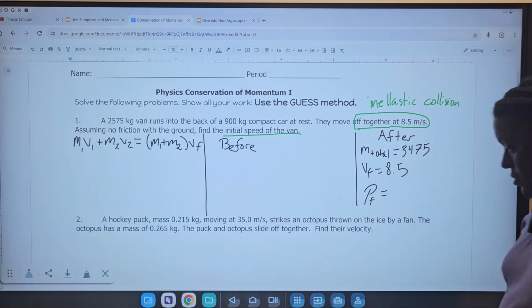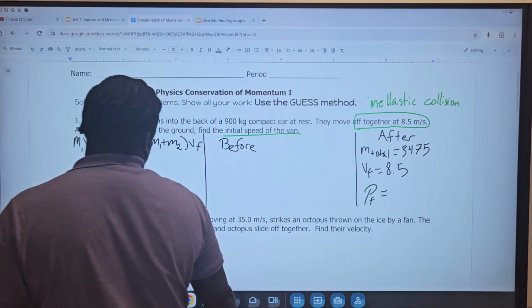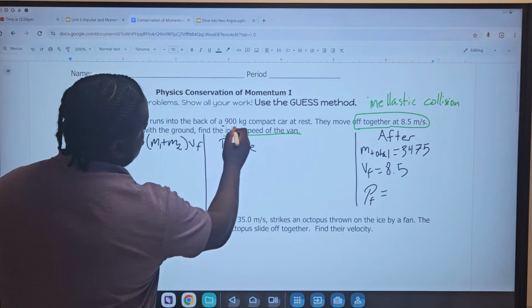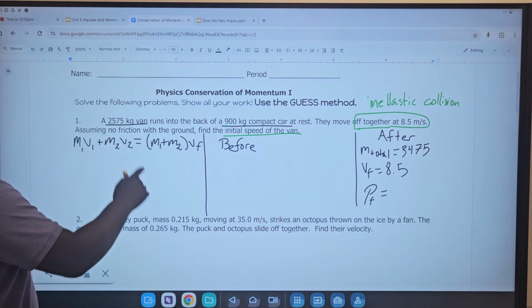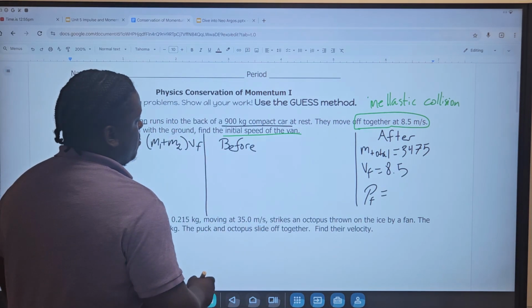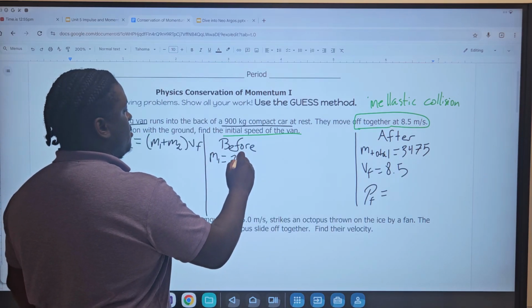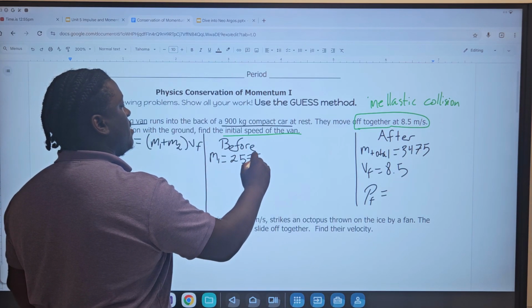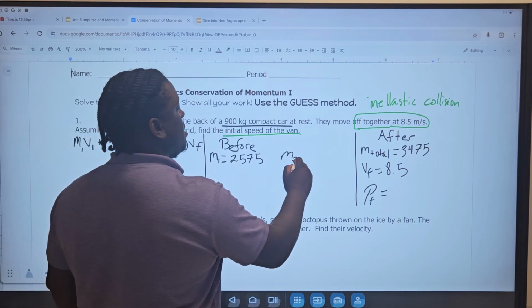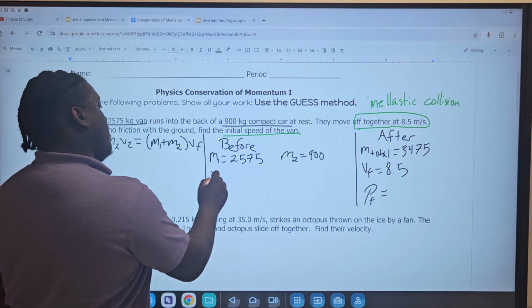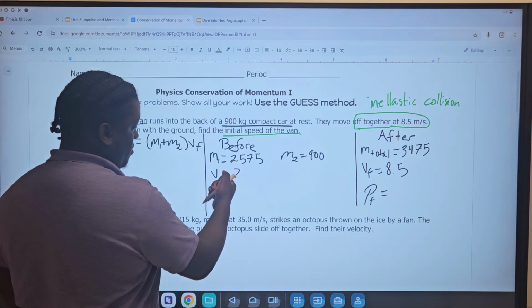Now, before the collision, let's look at this. Before our collision, we had two vehicles. One was moving, one was at rest. Well, let us organize this. m1 is 2575. m2 is 900. v1, we don't know.